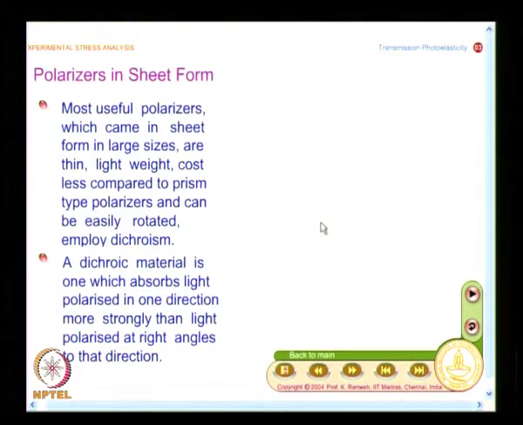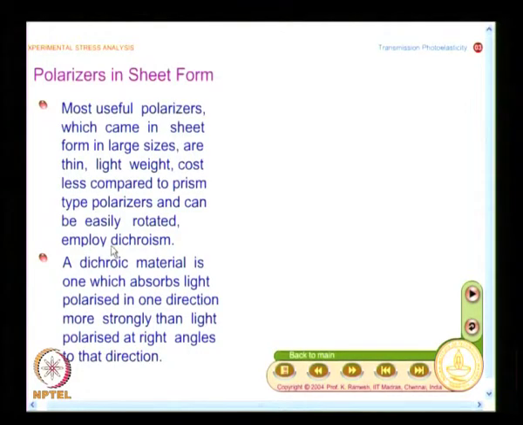And this is what you have to understand. Most useful polarizers, which came in sheet form in large sizes, are thin, lightweight, and cost less compared to prism type polarizers, and can be easily rotated. Disadvantage, because when I want to analyze light, I want to rotate the polarizer. If I have a crystal, I need to have some kind of holding arrangement, and it becomes difficult.